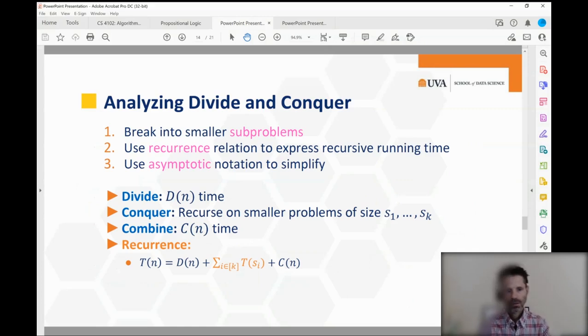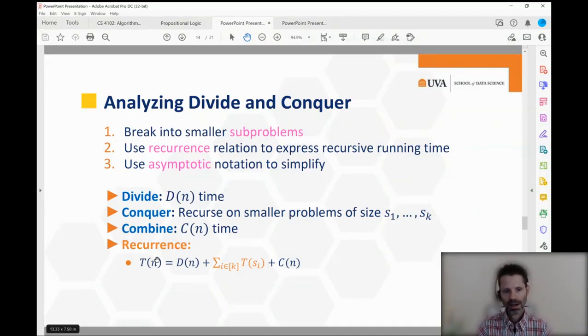All right. So from a time complexity standpoint, how do we analyze an algorithm like this? Well, we need to incorporate the time it took to divide the problem into subproblems, right? The time it took to combine the results, and the total time to recurse on the smaller subproblems.